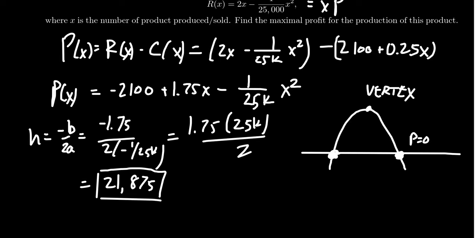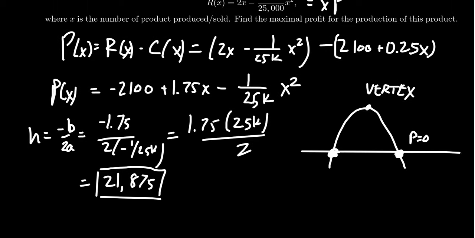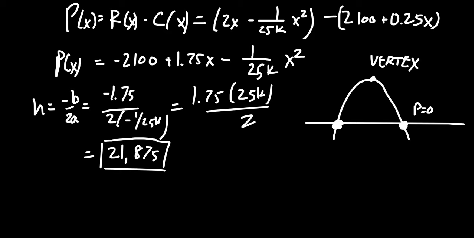That's how many objects you should make, how many little widgets you should be making in the factory, which is smaller than 30,000, but it is within the range we saw earlier. This would be the best number to produce because this is where cost and demand meet each other at this nice optimal location. Now that tells us how many we should produce in our factory, but what's actually the maximum profit?